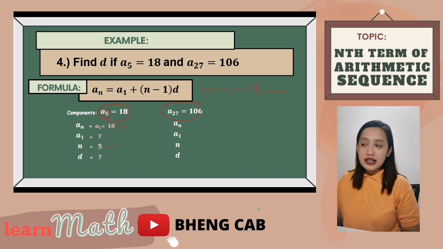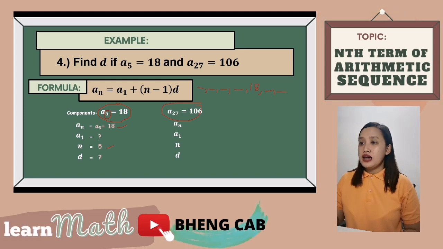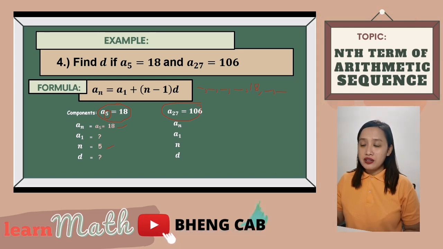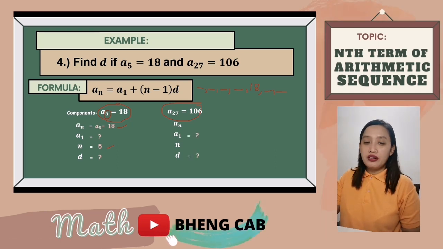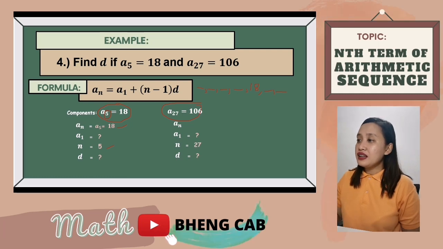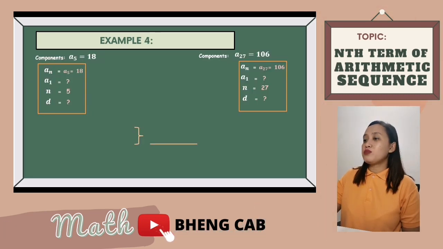Okay, so don't worry kasi meron pa naman tayong isa pang given na sequence, which is a sub 27 equals to 106. And same with what we have here for the a sub 5 equals to 18, dalawa lang din yung component na makukuha natin. Okay, a sub 1 missing, common difference missing. Ang n natin, yung subscript na 27. Yung a sub n natin is a sub 27 equals to 106. So, may dulot ba to?